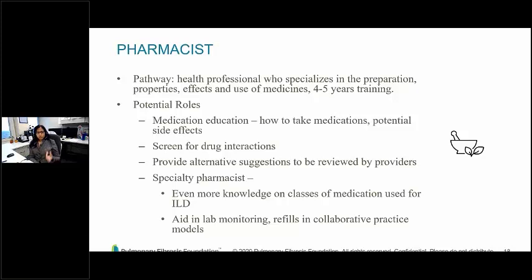So what the pharmacist can help with: medication education, how to take medications, with food or without food, whether there are things that seem to make it less tolerable for people that changing something would help, and then potential side effects. They screen for drug interactions. They provide alternate suggestions to be reviewed by providers.